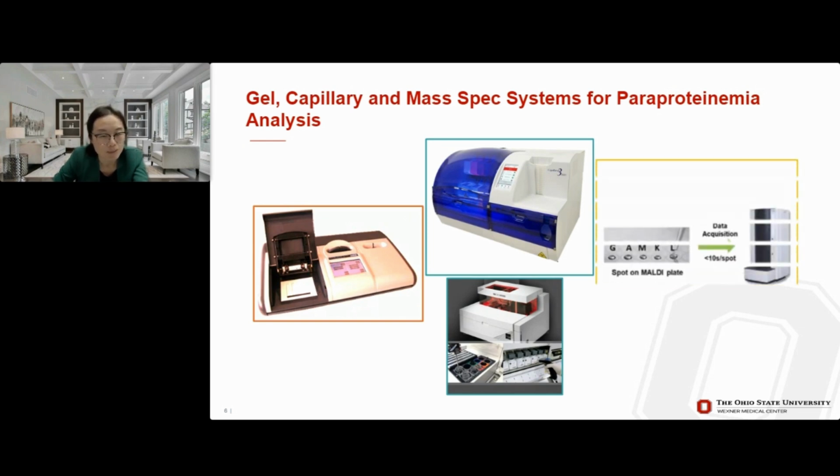A new promising technology for detecting M proteins has come from a team at Mayo Clinic in the past years. They have shown that mass spec is a more sensitive and specific technique that offers great promise to change the entire manner of M protein detection. I will discuss the pros and cons of gel and capillary electrophoresis in the next few slides.